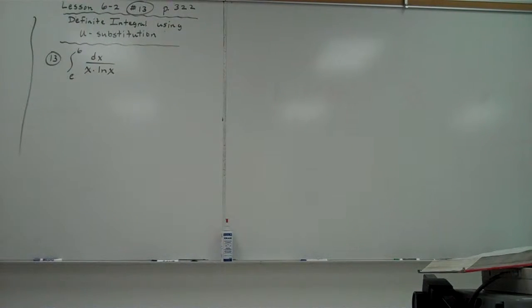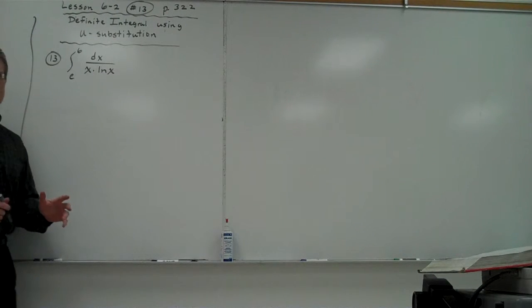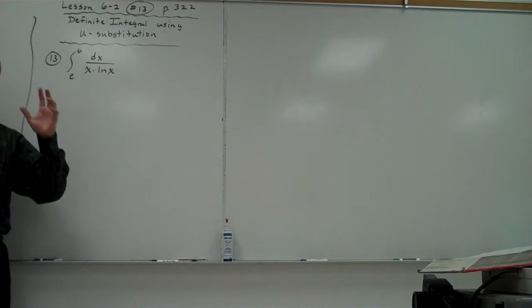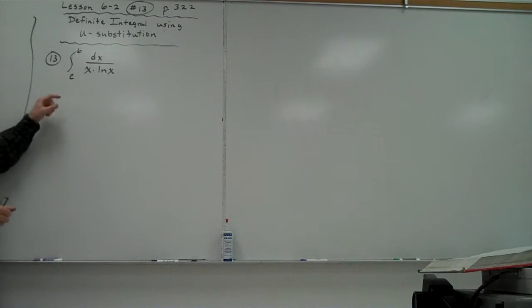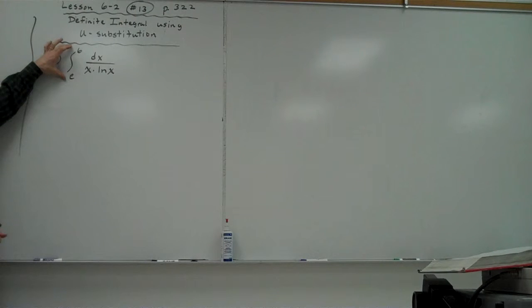Okay, it's lesson 6.2, number 13. It's on page 322. Definite integral using U substitution. So, first of all, why do we call this a definite integral? What makes it a definite integral? We've got a lower bound and an upper bound. So we have definite starting and stopping place.